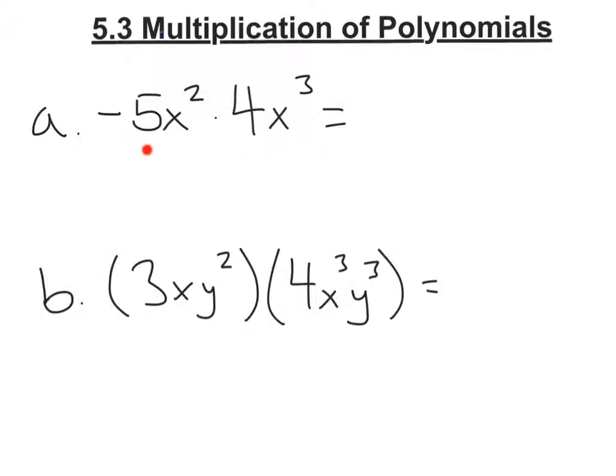So we're going to multiply the negative 5 and the 4 to get negative 20. And then when we multiply the x's, we're going to add the powers using that product rule. 2 plus 3 is 5, so we get x to the 5th. Right, so that's how you multiply monomials.